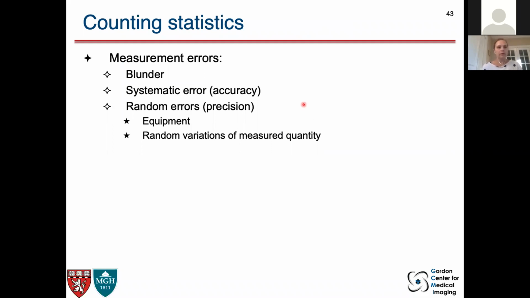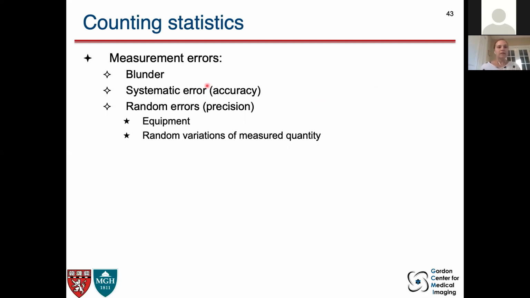So now we'll move to the last part of this lecture, which is counting statistics, which is a very important concept in radiation detection. In any measurement, you will have an error or an uncertainty. This error can be of different types. It can be a blunder, something that was done wrong with the setup of your measurement, or it can be a systematic error, so that your result will differ consistently from the correct result by some fixed amount. If you repeat the same measurement several times, you will have the same result, but that result will be wrong.